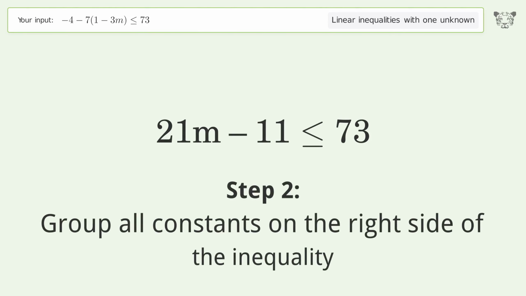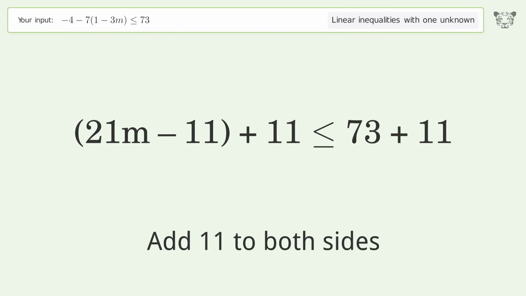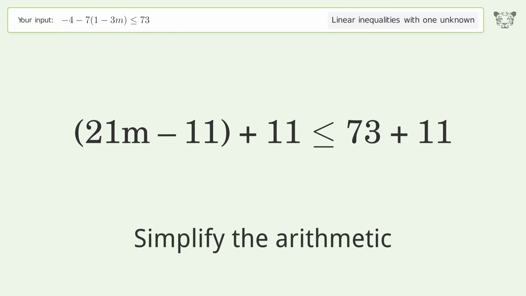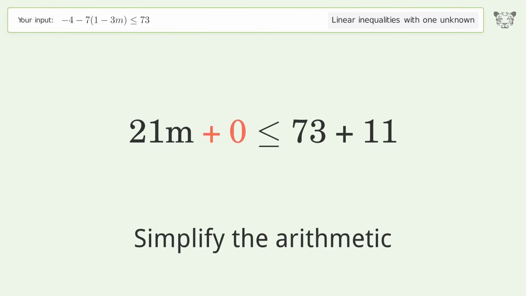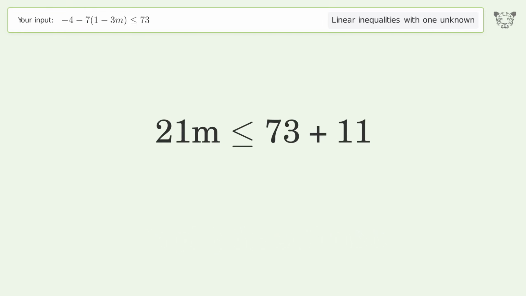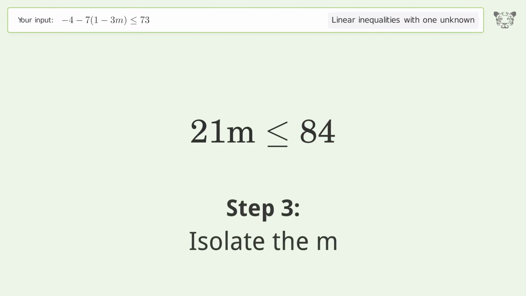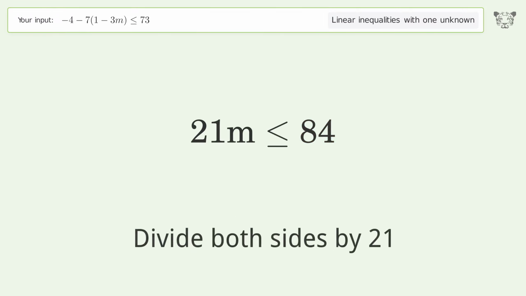Group all constants on the right side of the inequality. Add 11 to both sides. Simplify the arithmetic. Isolate the m. Divide both sides by 21.